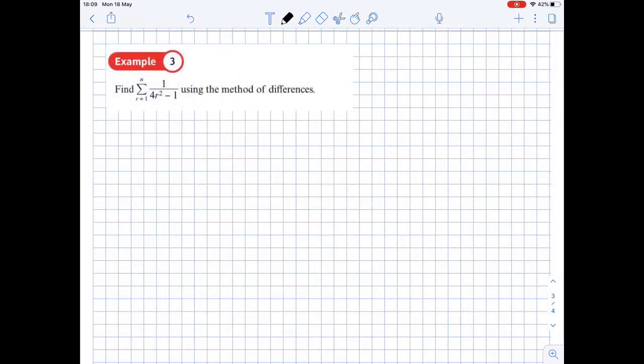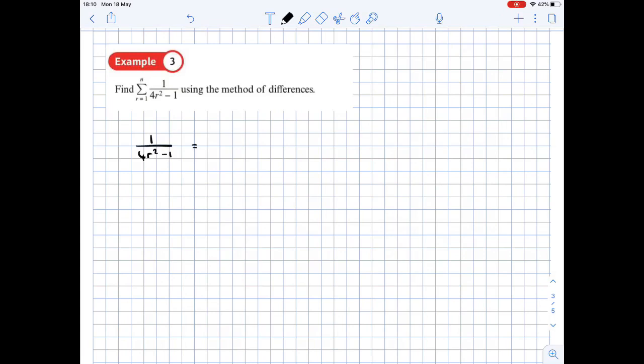Example 3. Here we want to find the following summation. However, we want to do that using the method of differences. So the first thing to spot is that this is one term, and to use the method of differences, we need it in two terms where one is being subtracted from the other. Well, this looks like it could be split up using partial fractions. So let's first of all try that.